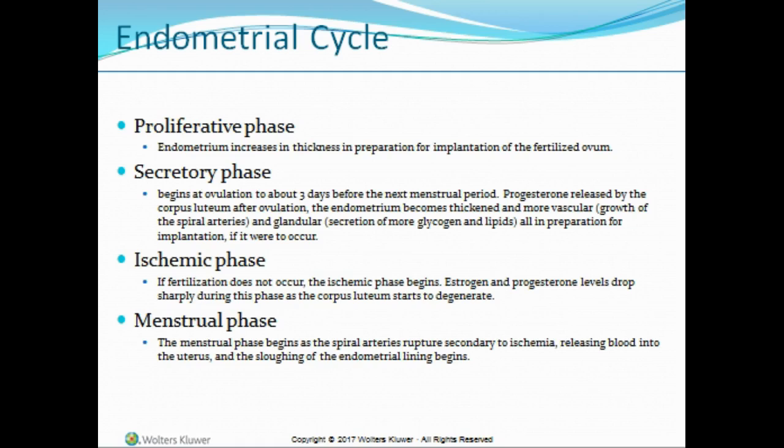Next is the ischemic phase. If fertilization does not occur, the ischemic phase begins. Estrogen and progesterone levels drop sharply during this phase as the corpus luteum starts to degenerate. Then you have the menstrual phase. The menstrual phase begins as the spiral arteries rupture secondary to ischemia, releasing blood into the uterus, and the sloughing of the inner lining, or the endometrial layer, begins.